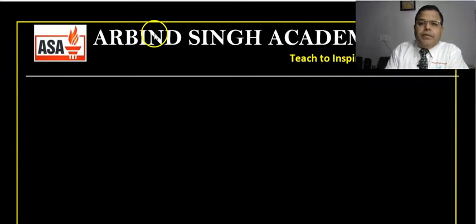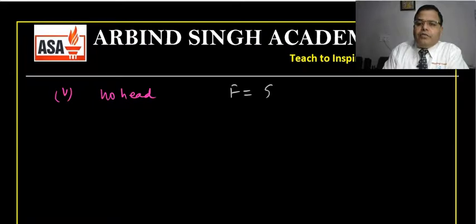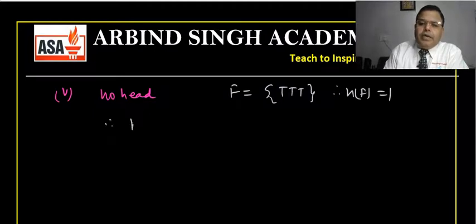Question number 5, part 5 is no head. No head means only tails, and in that case the favorable outcome will be tail, tail, tail, and therefore NF is 1, and the probability of the event is 1 by 8.